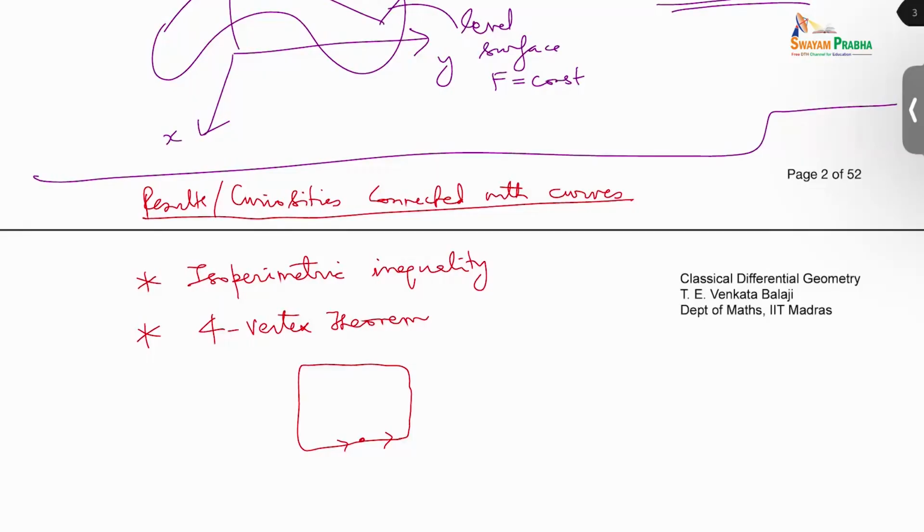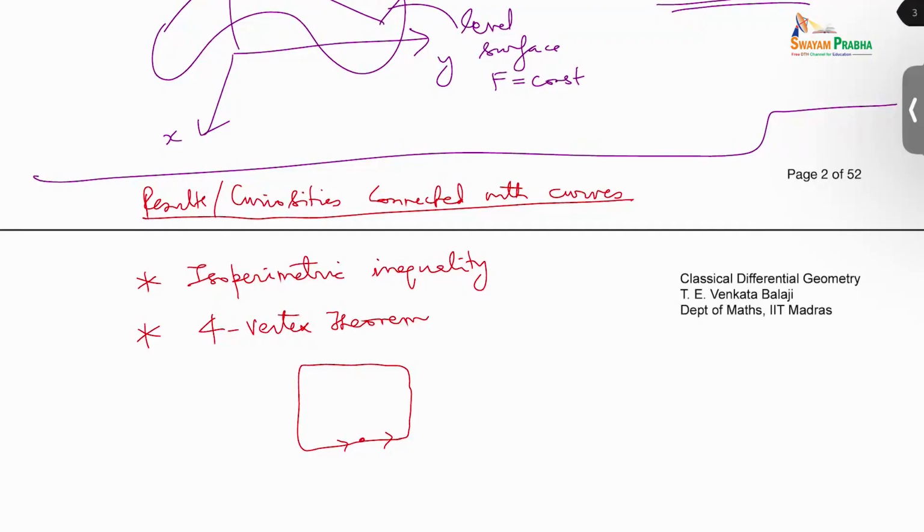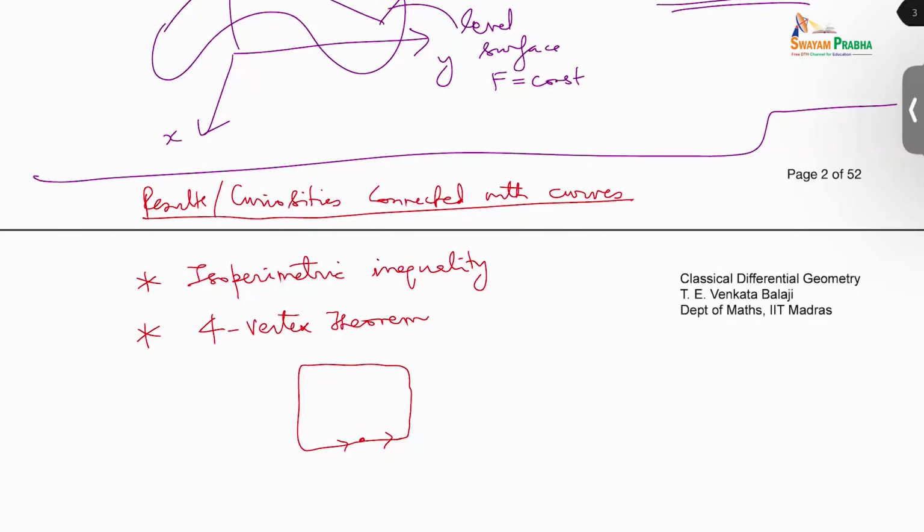So let us continue with this introduction to differential geometry. I am just trying to whet your appetite, tell you about some interesting things that you can look forward to, and which are also connected with this topic. Say something about the isoperimetric inequality and the four-vertex theorem, about which I said a little at the end of the previous lecture. I think we had to stop because of the next class. So I will expand upon that, and then we will go ahead.